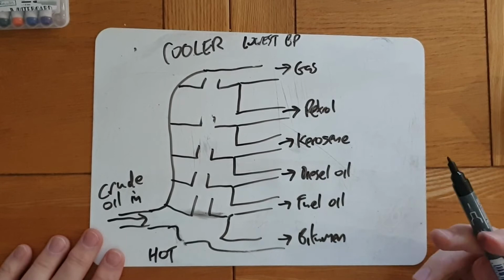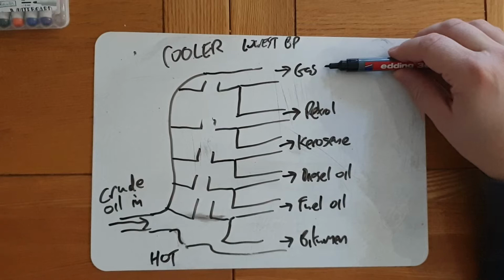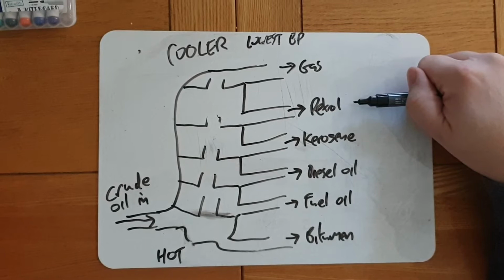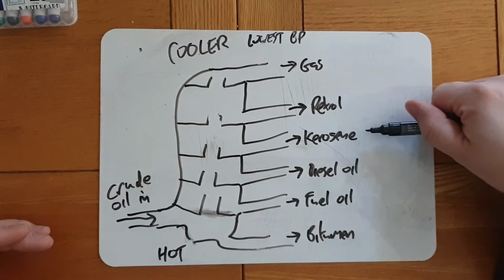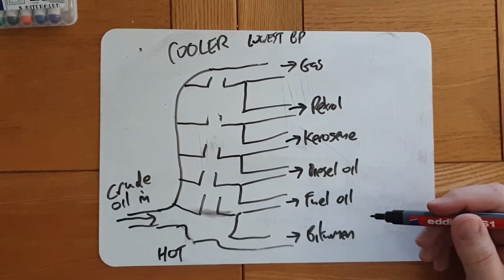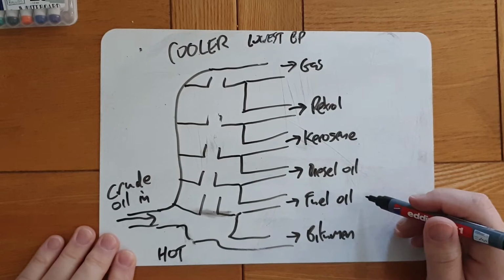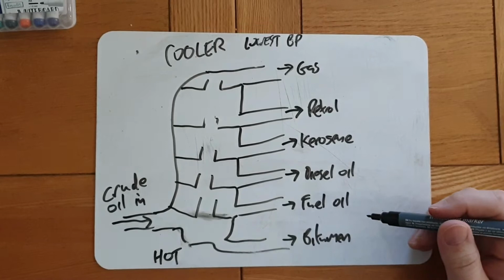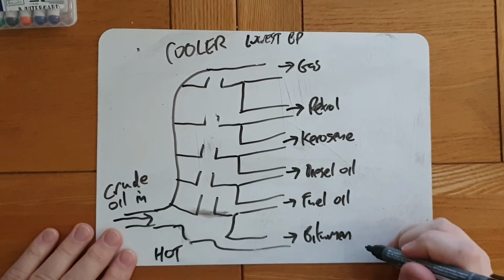So gas is used in domestic heating and cooking. It's the same as the gas that we have in the Bunsen burners in the science lab. If you've got a gas hob at home and a gas boiler for your hot water, that's where the natural gas is. Petrol, used for fuel for cars. Kerosene is jet fuel used in the aviation industry. Diesel oil, some cars, lorries, that sort of stuff. Fuel oil is used in power stations and large ships, like huge cargo ships, naval vessels and massive cruise ships. And then bitumen is used for making tarmac, like roads, roofs, that sort of stuff.